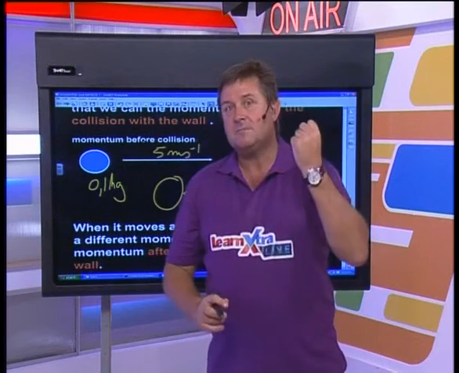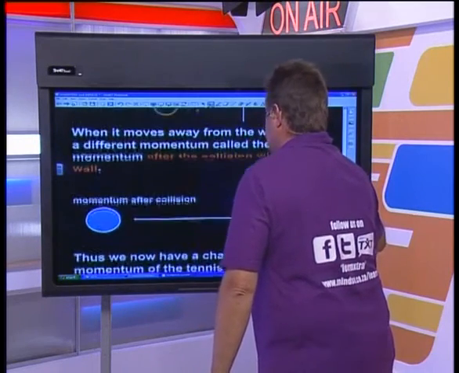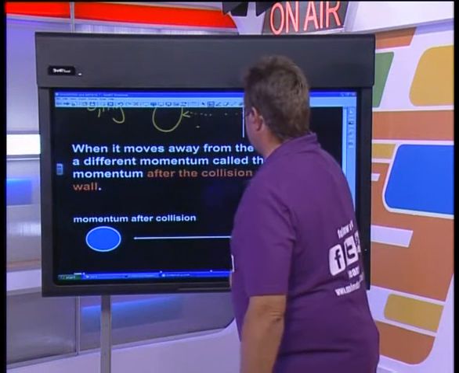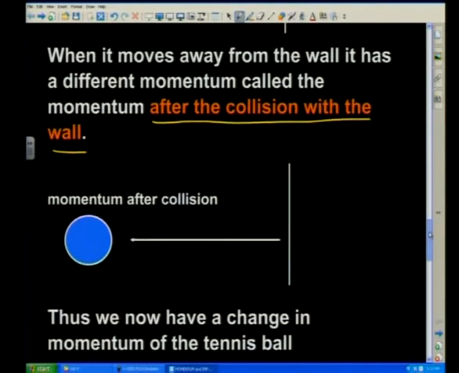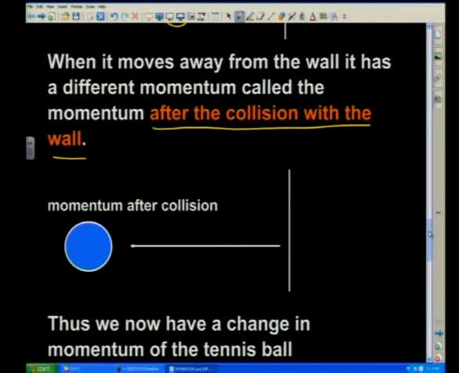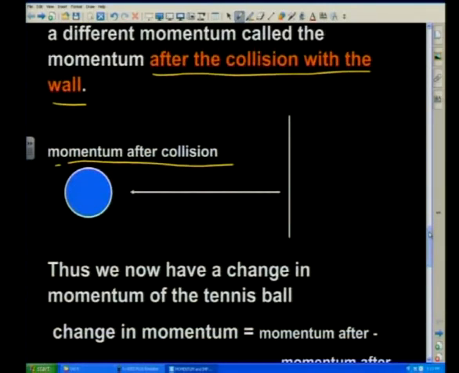It'll have a momentum as I throw it, and there'll be momentum due to the velocity when it bounces back. So we have to introduce that into our situation. When it moves away from the wall, it has a different momentum, called the momentum after the collision with the wall. In this diagram, can you see I've bounced back? So beforehand, before it hit the wall, is the momentum before collision with the wall, and then when it's bounced back, the momentum after collision with the wall.